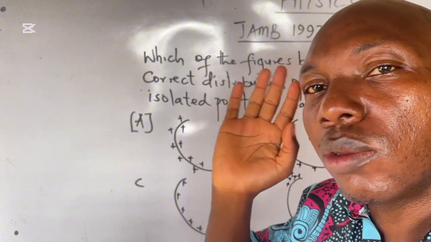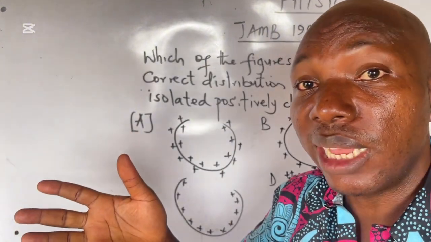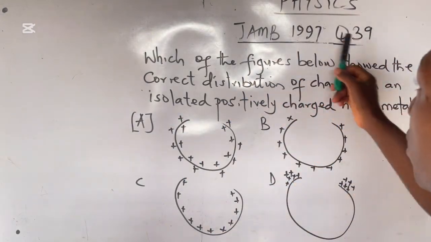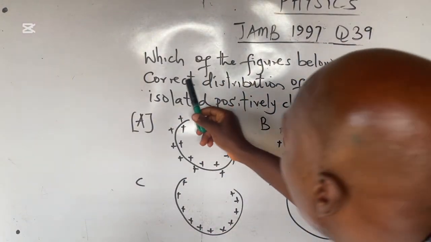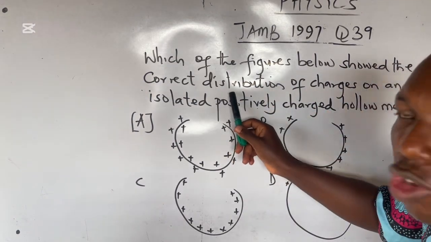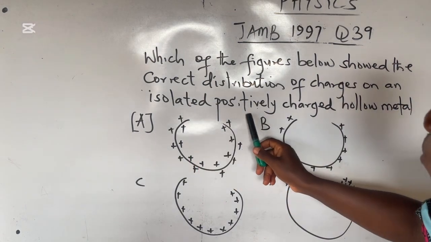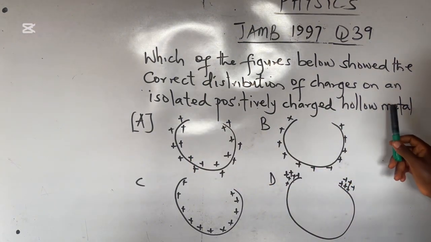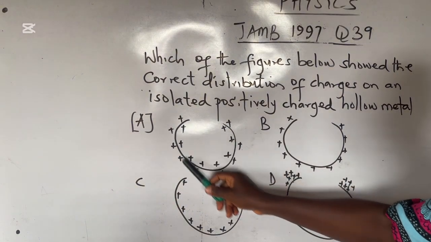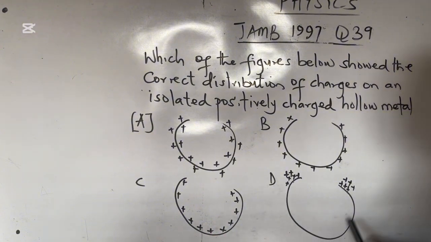You need to watch some of my previous videos, the questions I've prepared and how I've treated them. But today we want to see this question, 1997 question 39. Which of the figures below shows the correct distribution of charges on an isolated positively charged hollow metal? So we are giving the options A, B, C; these are the representations.